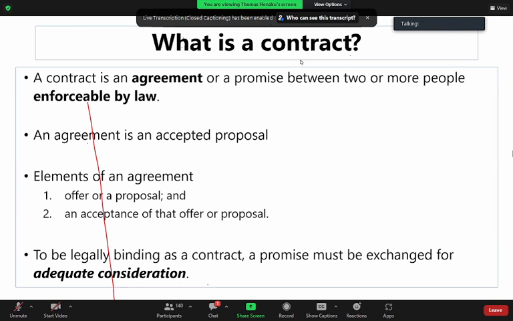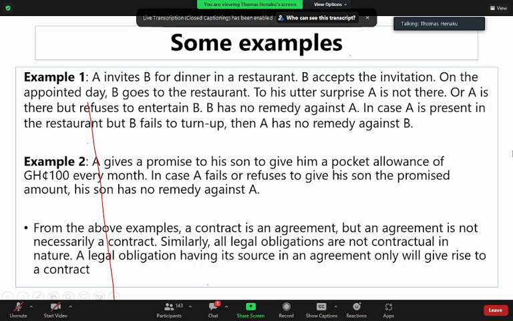So basically, let me admit this, guys, and let's try and see some examples. All right. So look at this example. Let's look at example one.